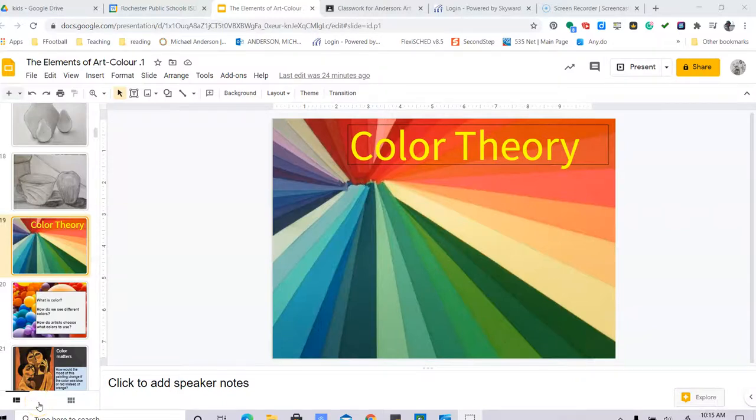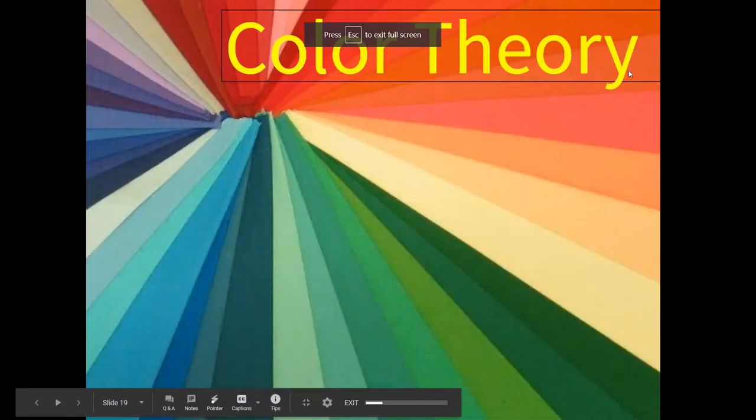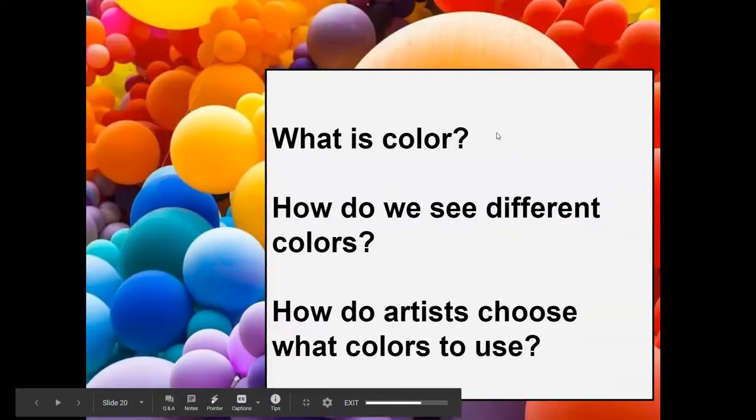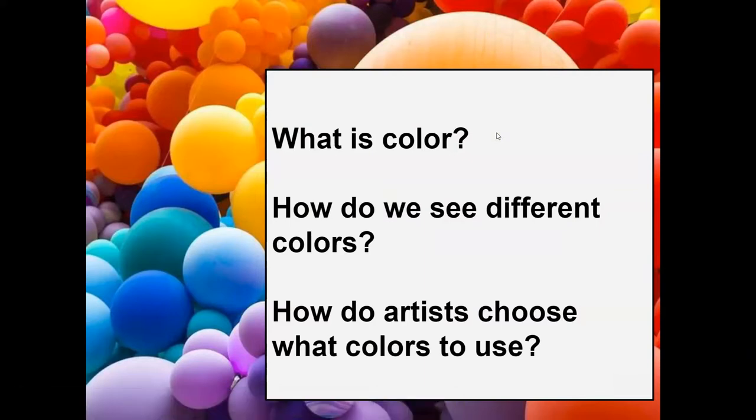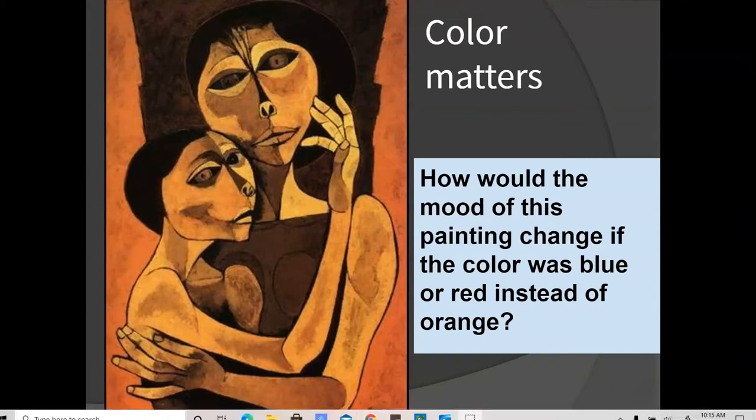So we are going to talk a little bit about color theory and paint a color wheel today. So what is color? How do we see different colors, and how do artists choose what colors to use in their paintings? Color matters, doesn't it? This painting would be very different if it was blue or red or green instead of this orange that we see. It would have a completely different feeling.